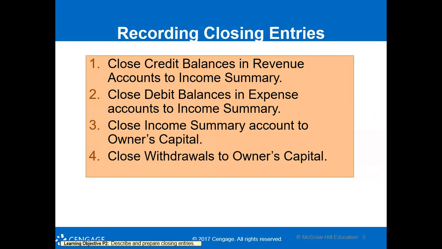Remember, in step 3, owner's capital increases with a credit. Owner's capital has a normal credit balance. So when we're transferring income to the owner's capital account, we're going to be crediting owner's capital. And when we close withdrawals to owner's capital in step 4, we'll be debiting owner's capital.